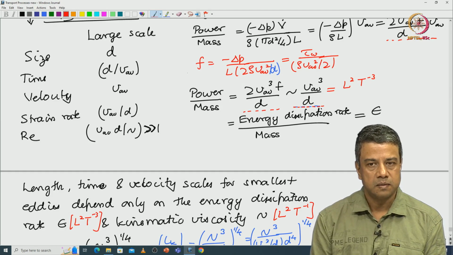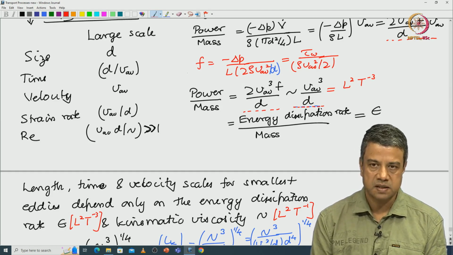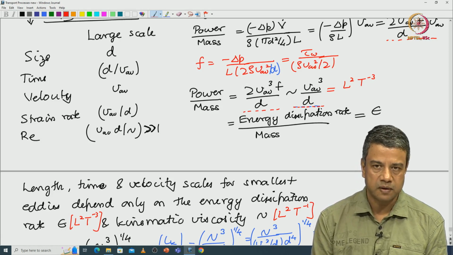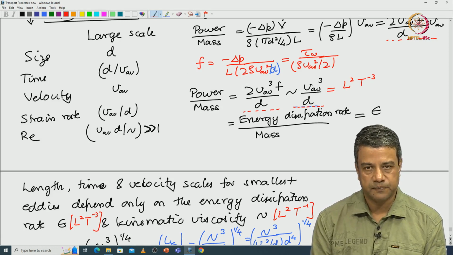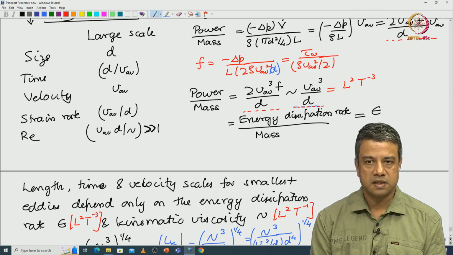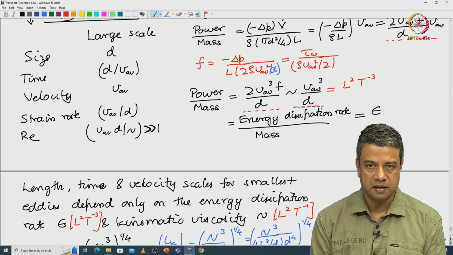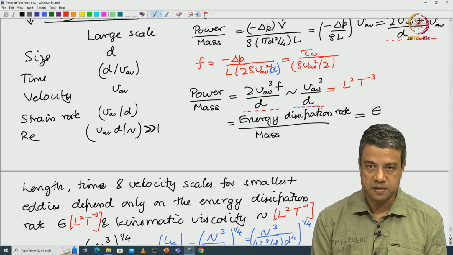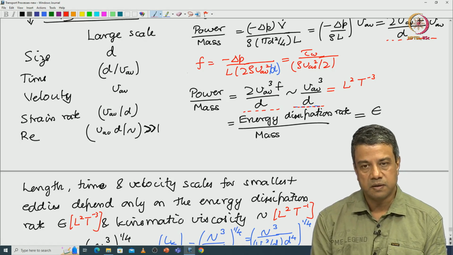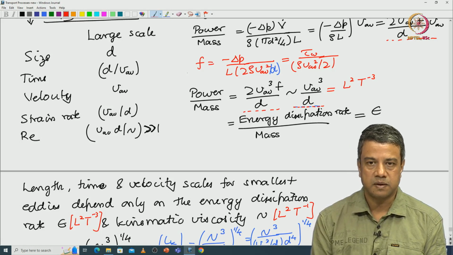Note that power has dimensions of mass length squared divided by T cubed. Therefore, the power per unit mass has length squared per unit time cubed. This power that is input at the large scales has to necessarily be dissipated. Therefore, the energy dissipation rate per unit mass epsilon is equal to the power input per unit mass, which also scales as V average cubed by D.